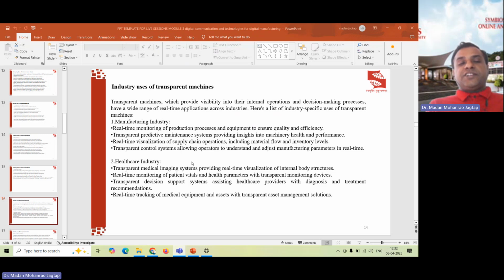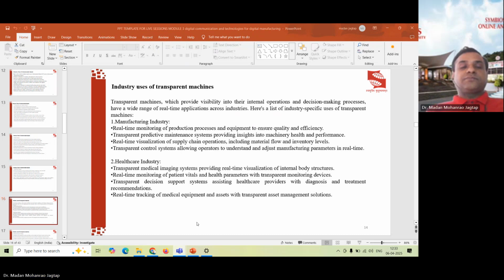Then in the healthcare industry, transparent medical imaging systems providing real-time visualization of internal body structures, real-time monitoring of patient vitals and health parameters with transparent monitoring devices. Then transparent decision support systems assisting healthcare providers with diagnosis and treatment recommendations. Then real-time tracking of medical equipment and assets with transparent asset management solutions. So in the healthcare industry also, transparent machines play a very important role.